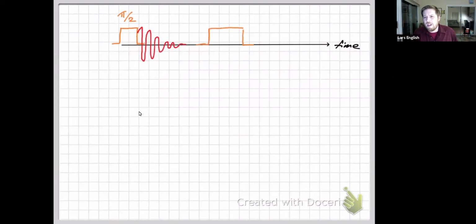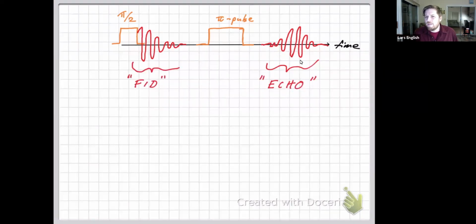But then that FID vanishes after a certain amount of time, and we now hit the system with a pi pulse, so a pulse of twice the duration. And then we have to wait a little while longer before these individual spins come back together and reconstitute the signal. So here is what we call the echo. It's just a name that got attached to that. I guess it's the echo to the initial free induction decay signal.